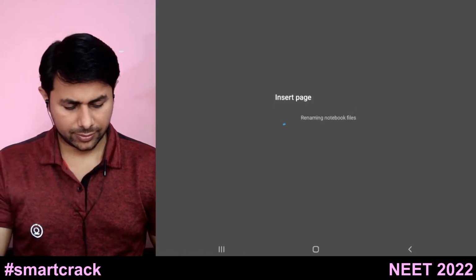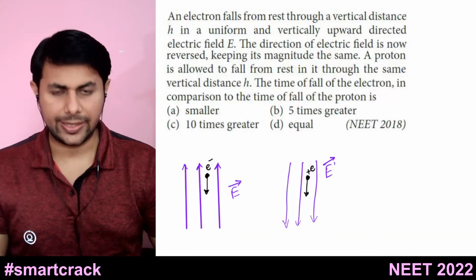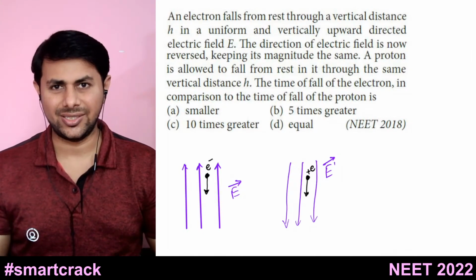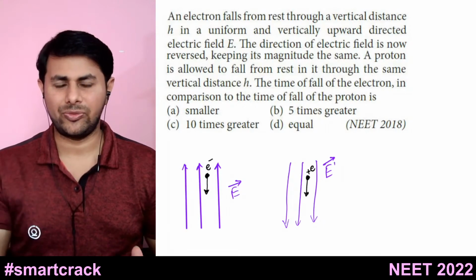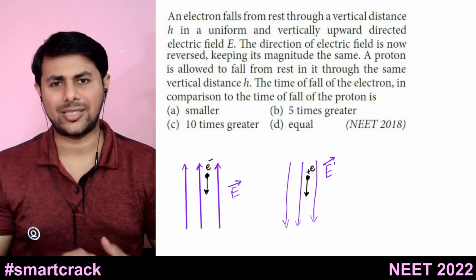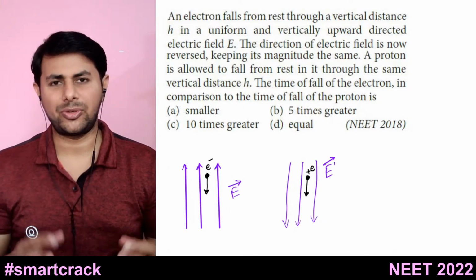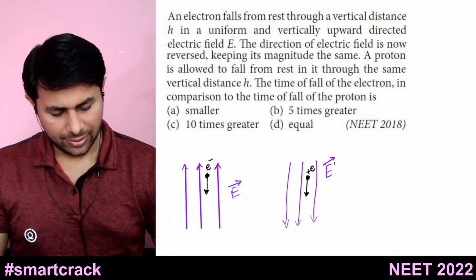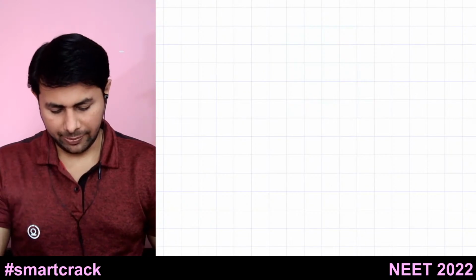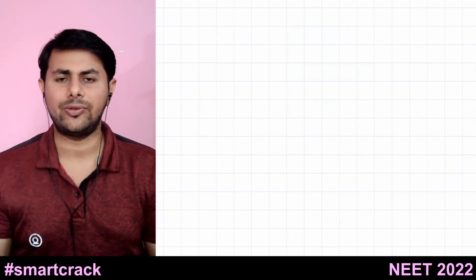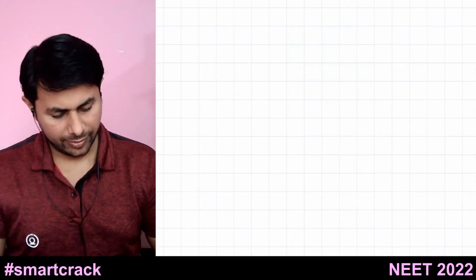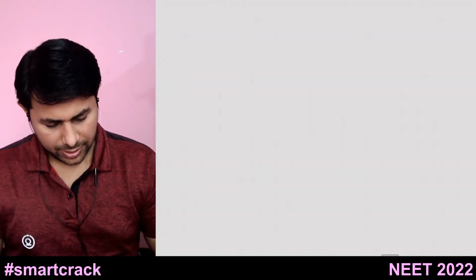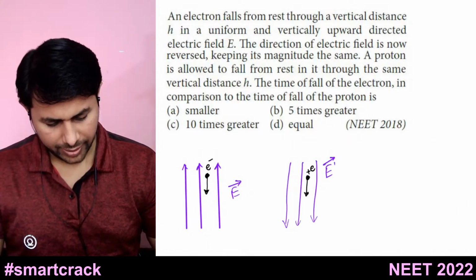But if this is an exam, you should think in this way only. You should reason that acceleration of electron would be much more compared to acceleration of the proton, because proton's mass is much more compared to that of electron. And therefore the time required for fall of electron would be much smaller.